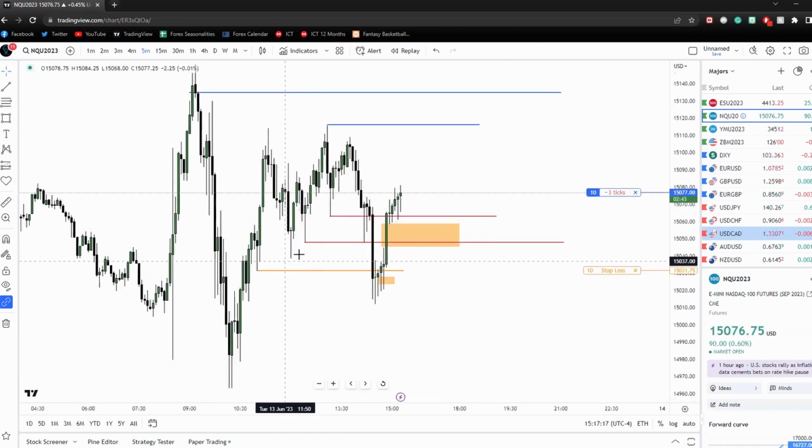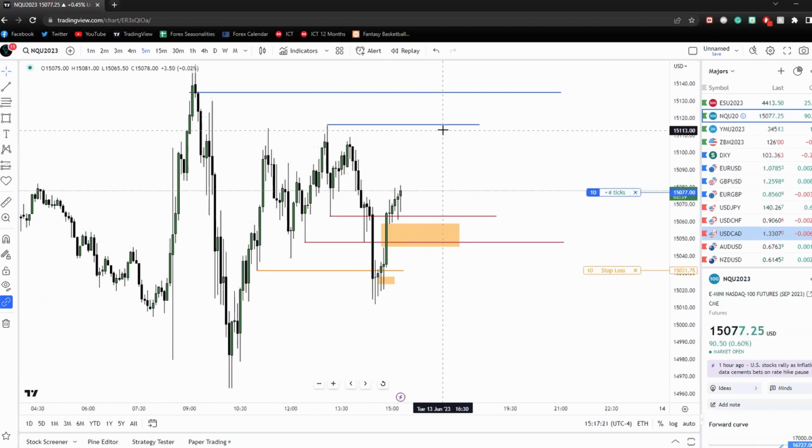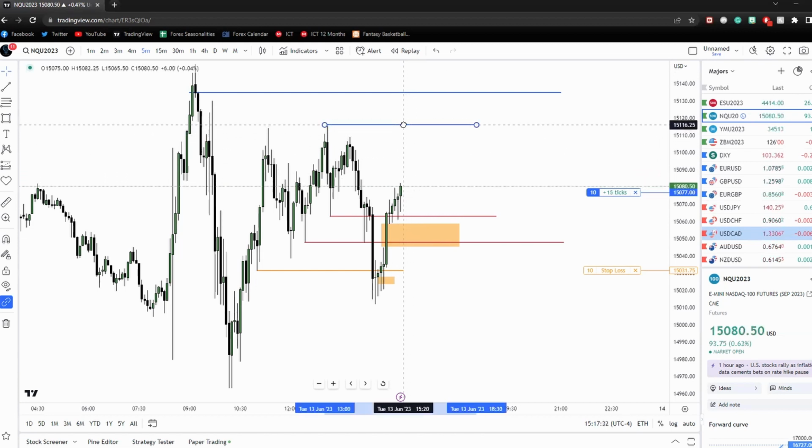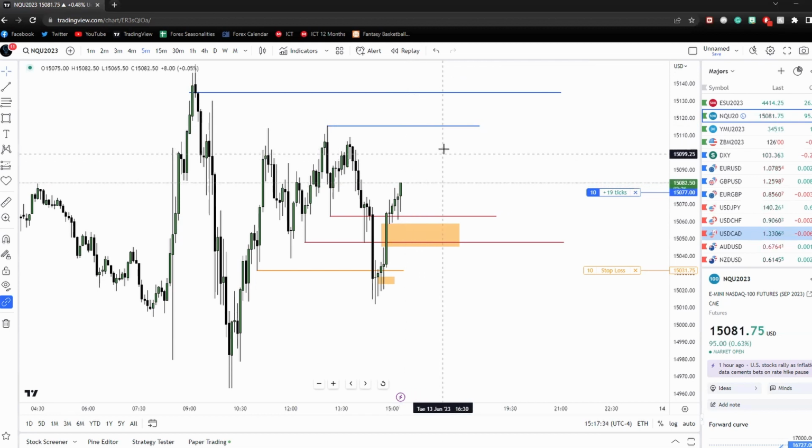Honestly, people who took shorts on these lows here really get stopped out and have this really animated run higher here. Nice, good run.